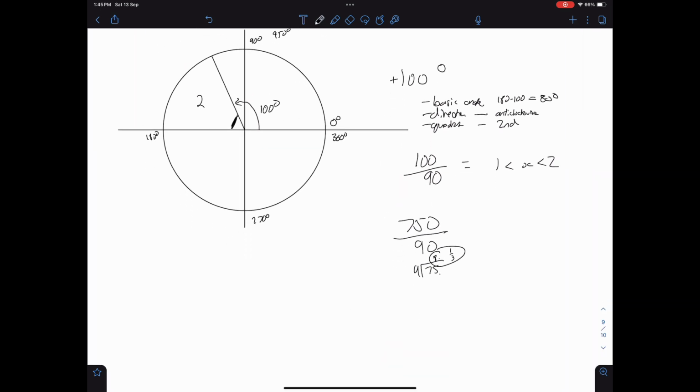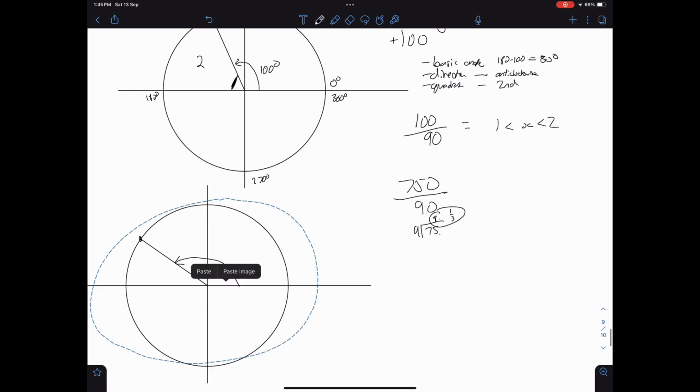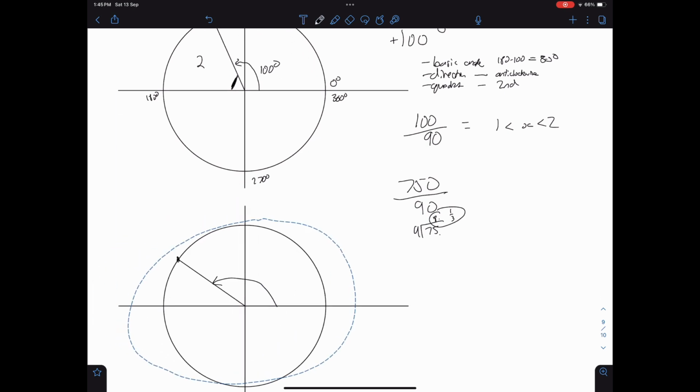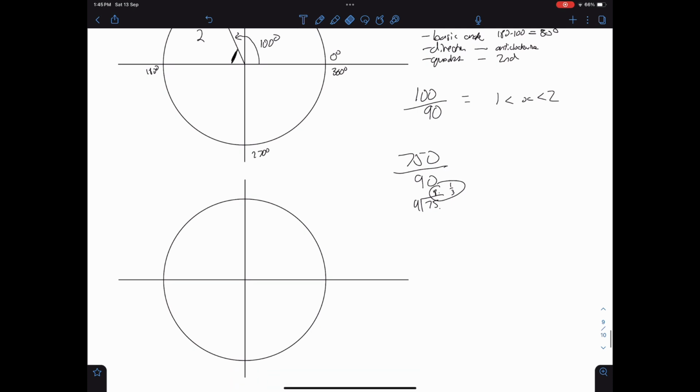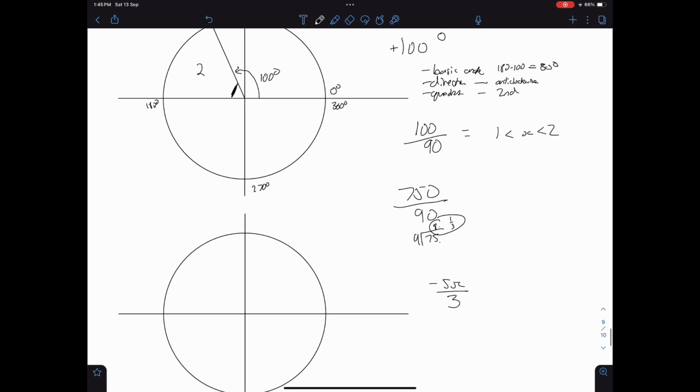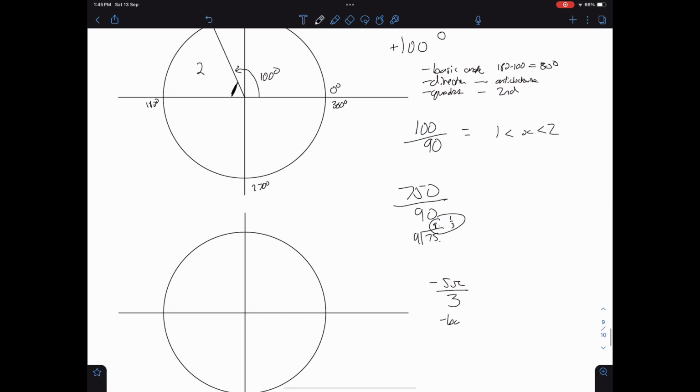Now, additionally, we could do this in radians, so that's what I will do now. We'll do this in radians. Let's have a look at minus 5 pi over 3. The direction we can already know is clockwise because it is negative.